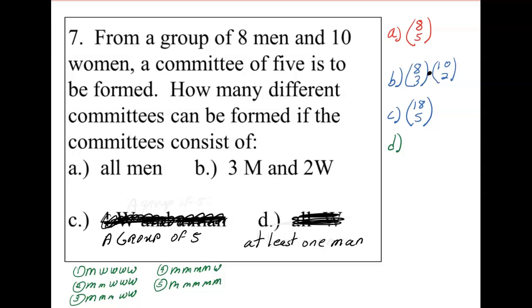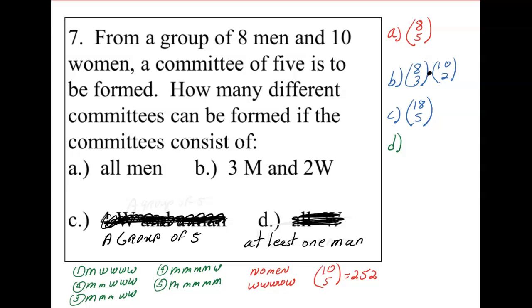Last year in class, someone said, well, kind of what's missing? Well, what's missing here is the group of no men, meaning all women. Well, how many ways can you get all women? Well, if you want all women out of the 10 women, you need to choose 5 of them. So what I have written in red is all women or no men. And if you do that on your calculator, 10 choose 5, I am going to do this one on my calculator right now, I get 252. So there are 252 groups of all women.